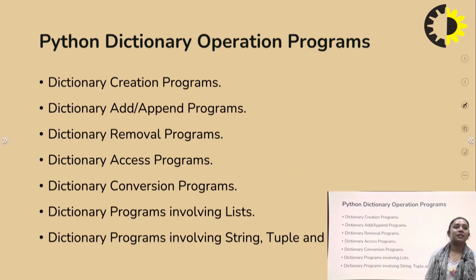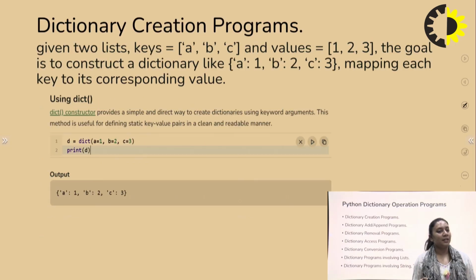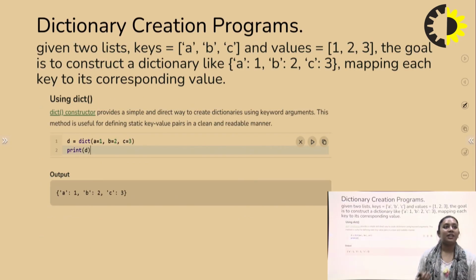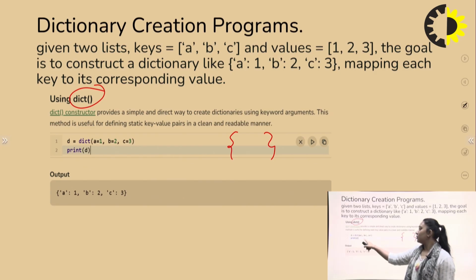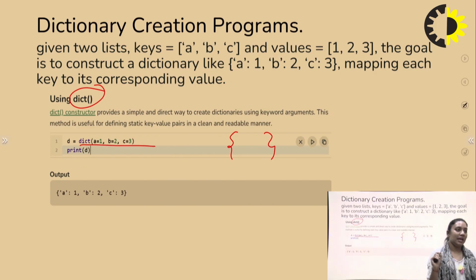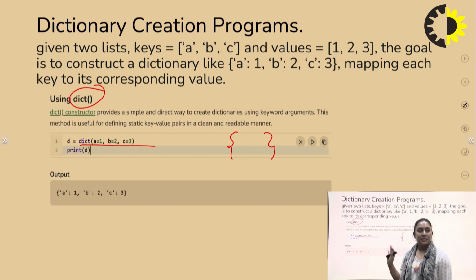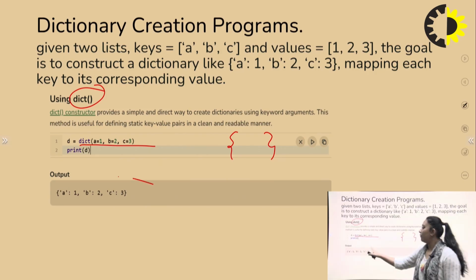Next, these are some operations performed on dictionaries by creating programs: add and append, remove, access, conversion, involving two lists and two strings in the form of tuple, then dictionary. Next, how you can create a dictionary. A dictionary can be created by using the dict function. You can also use curly braces. With the dict function, you need to assign the key and the value, and you get the dictionary format, right?